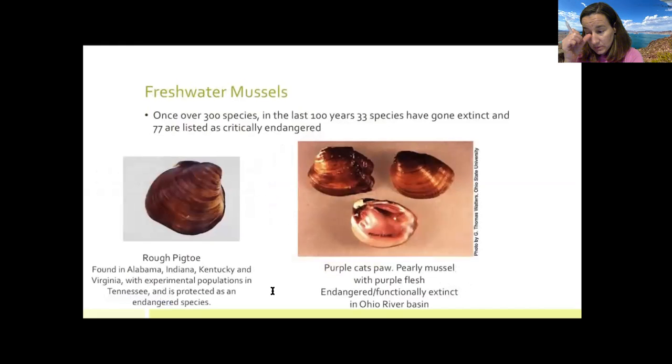More freshwater mussel examples. There are lots of freshwater mussels. Again, we think this is probably the first land animal, as it came from saltwater and evolved into being able to live in freshwater. And there are lots of them. They are threatened and endangered. There are lots of threatened and endangered ones. In the last 100 years, 33 species have actually gone extinct. 77 are critically endangered.